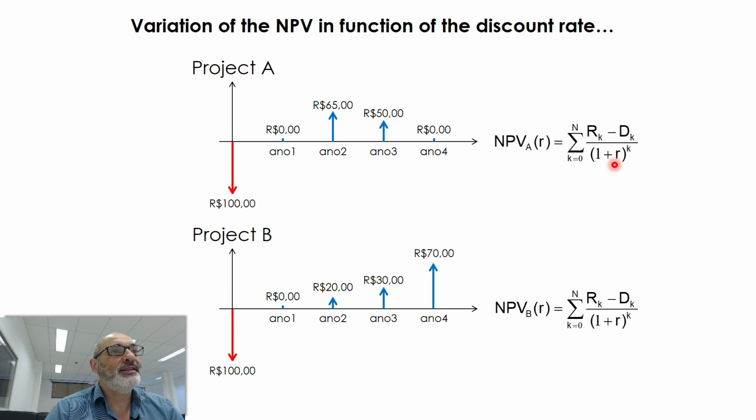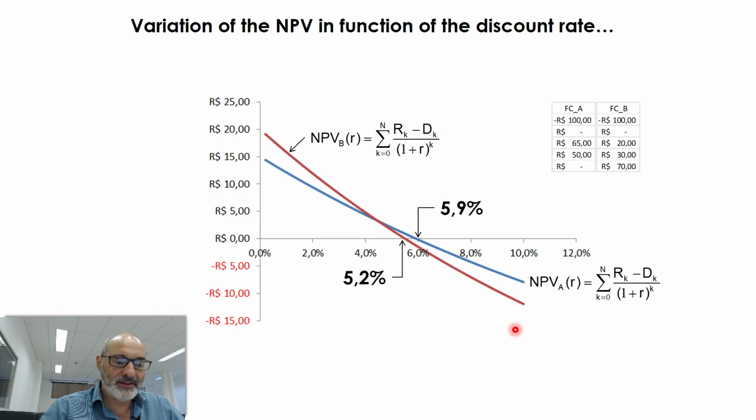Let's just play with the formula right now. Right now, I'm not interested in the concept. I'm interested in the behavior of the formula when we vary this number R here. So we're going to construct two functions, the net present value of project A as a function of the discount rate, and the same thing for project B. Let's put this into a graph. So the cash flow is here for project A and B. And you have these curves here. The red one represents project B, the blue one represents project A.